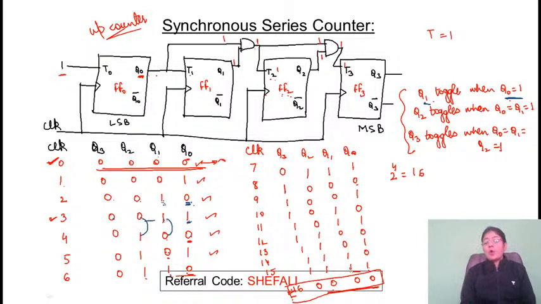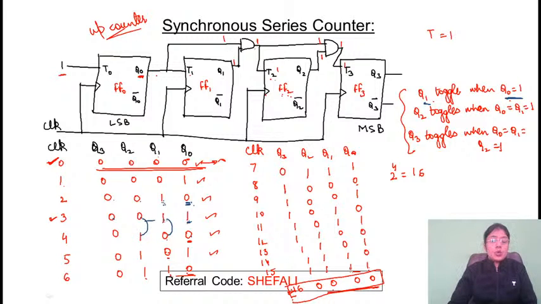Any doubt till this point? So we have talked about different types of synchronous counters. I hope that this is clear. And on the basis of this, now we will be moving on to the designing of synchronous counters. So I'll be taking different examples with different flip-flops. We will not always use T or D. It can be given in the question which flip-flop you have to use.